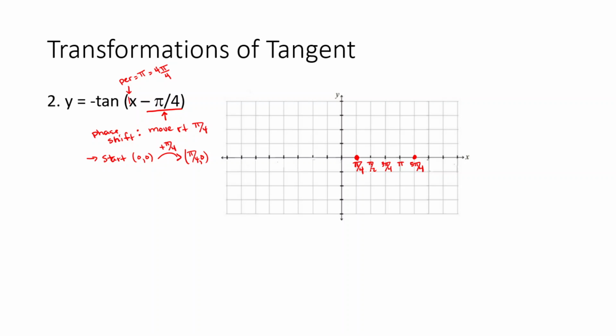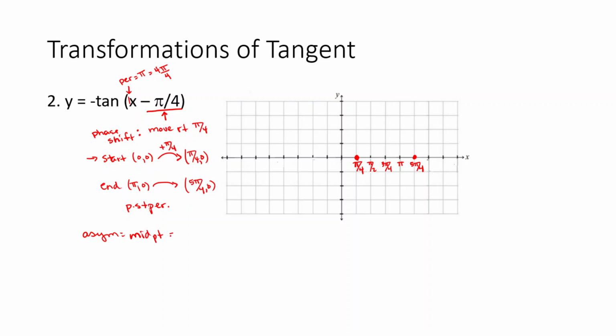Okay, so 1/4, 2/4, 3/4, 4/4, 5/4. So my end, which is normally at pi, 0, is now at 5 pi/4, 0. The way we find the end is we take the phase shift and we add the period. Now halfway in between, we'll find our asymptote at the midpoint.